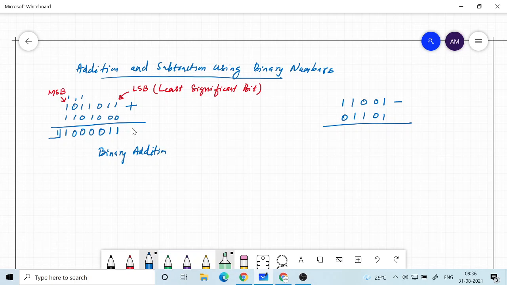So let's start again. 1 minus 1: if there is 1 and you want to take away 1, then you have 0 left. There is a 0 and you want to take away 0, that is also 0. Now we have a 0 here, that means nothing is there to take away, but we want to take away 1. So what is the procedure that we do in decimal subtraction? The same procedure we have to do here also. We have to borrow from the previous place.